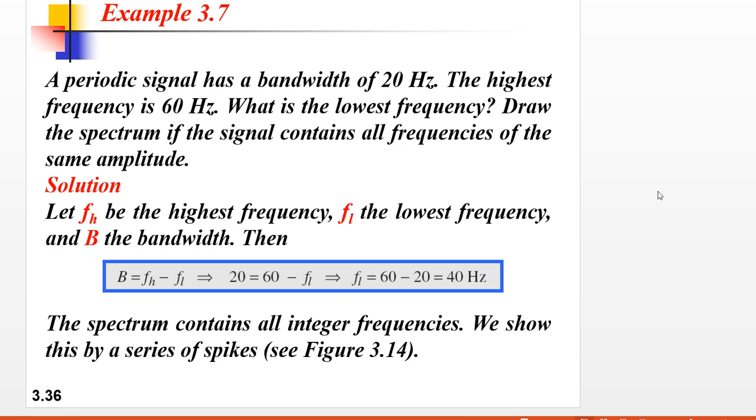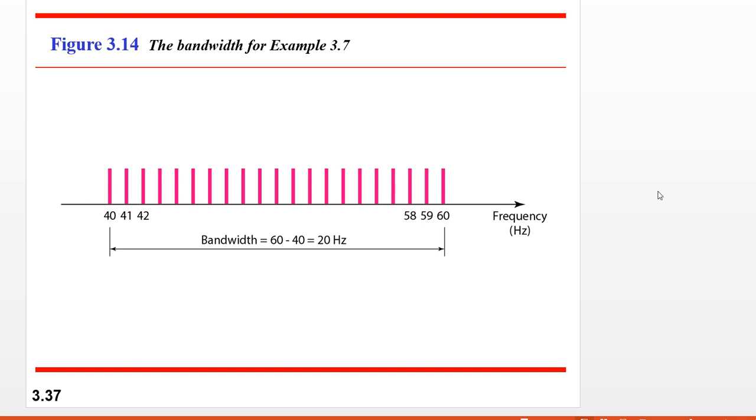Let FH mean highest frequency, FL mean lowest frequency, B mean bandwidth. So bandwidth equals FH minus FL, which is equal to: bandwidth is given 20, 60 minus FL. If you take that to the other side, FL equals 60 minus 20, that is 40 Hertz. 40 Hertz is the lowest frequency. Now if you want to tally, 60 minus 40 is 20. 20 is the bandwidth, that is already given.